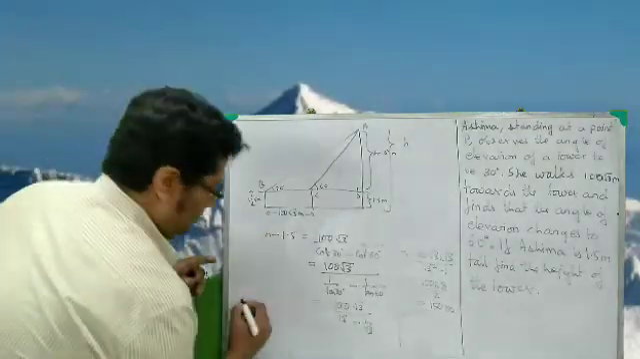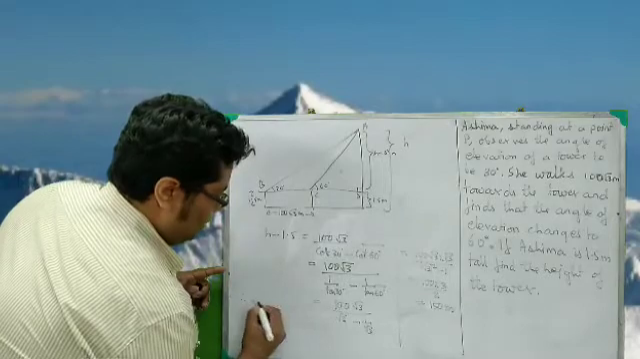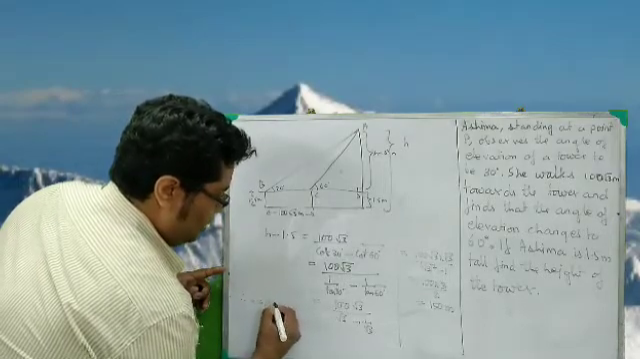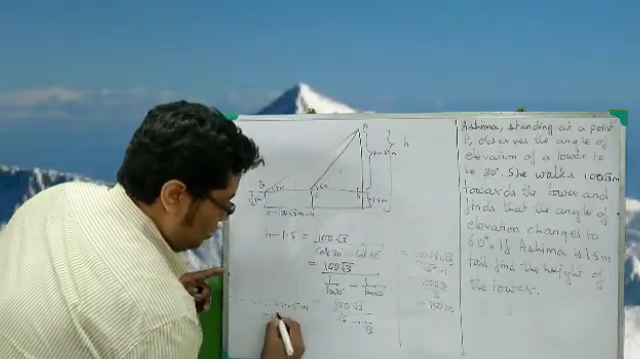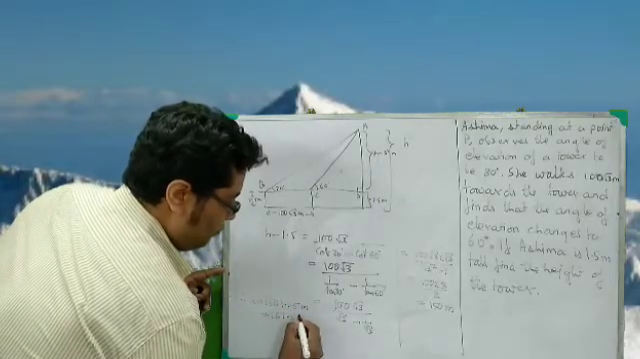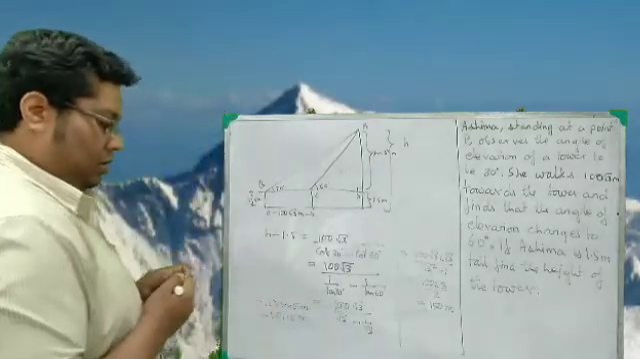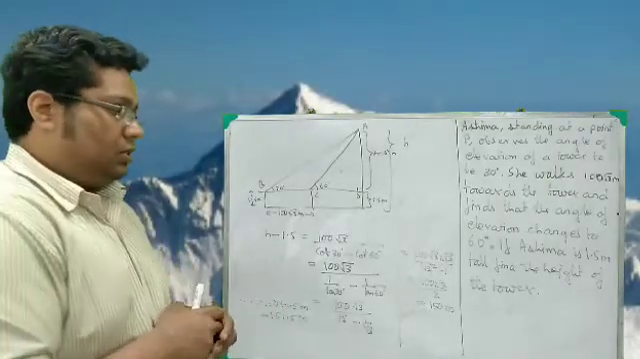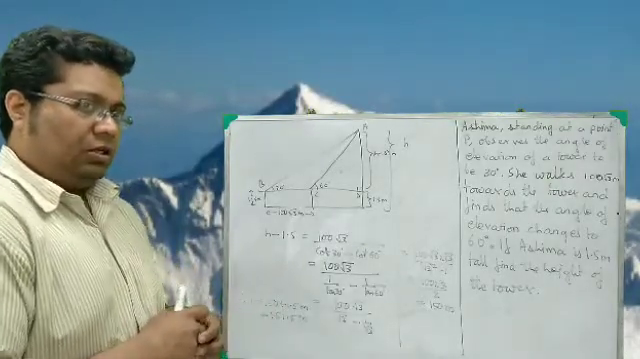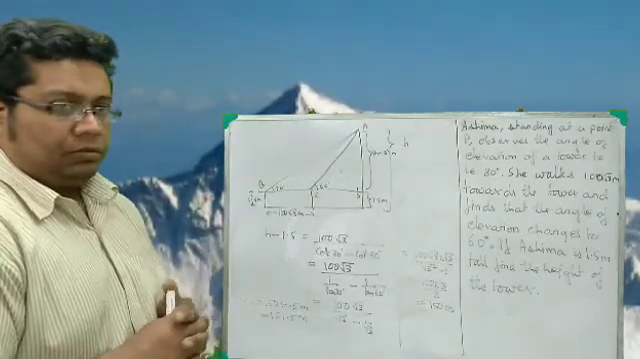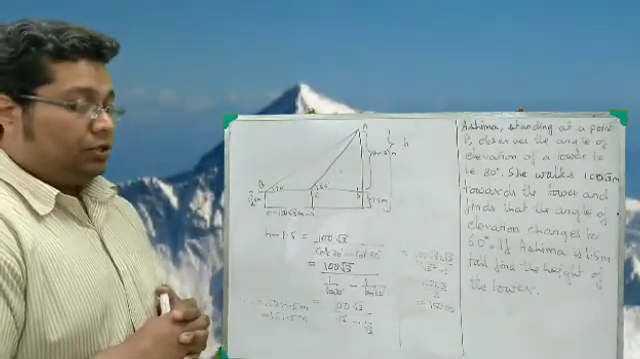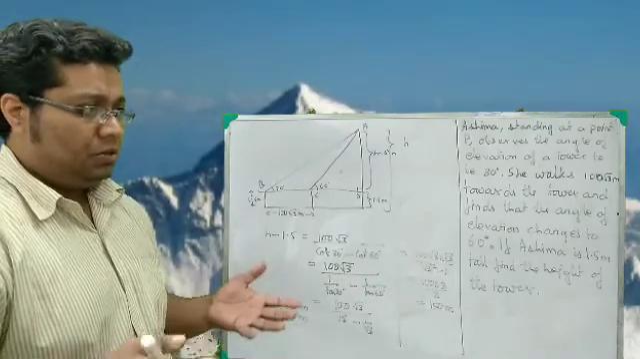So that gives us H as 150 plus 1.5 meter, which is 151.5 meter. Now using Radhanath Sikdar's formula, we just found the height of the tower. Can we do it using the triangle method that we did?